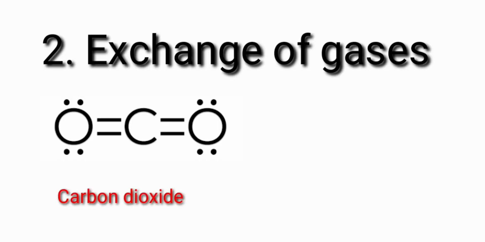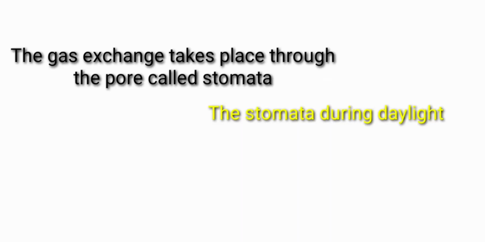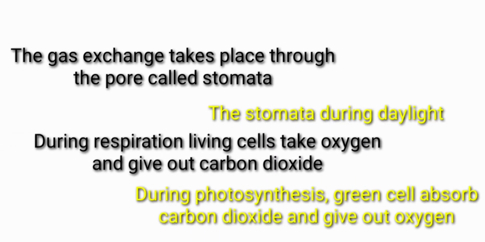The next function of the leaf is exchange of gases. The exchange of gases takes place through pore-like structures present in the leaf called stomata. The stomata remain open during daylight.